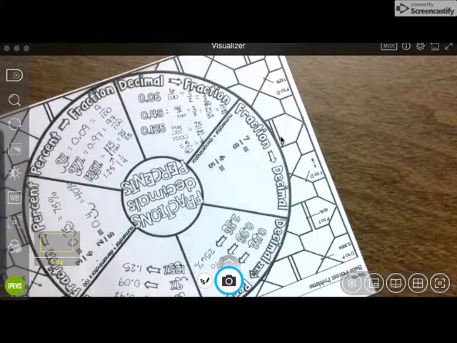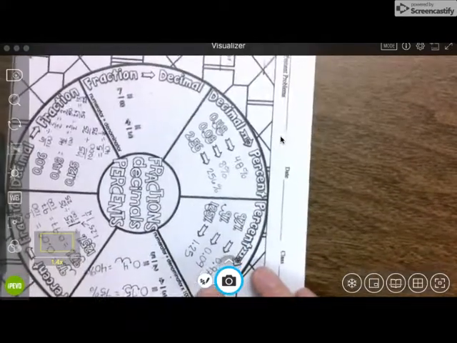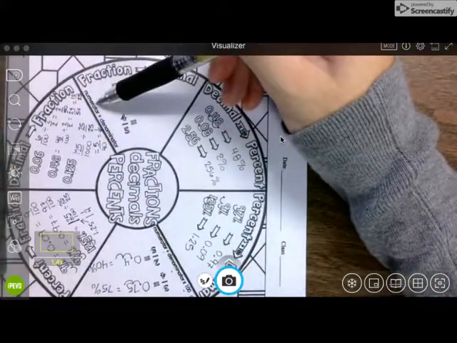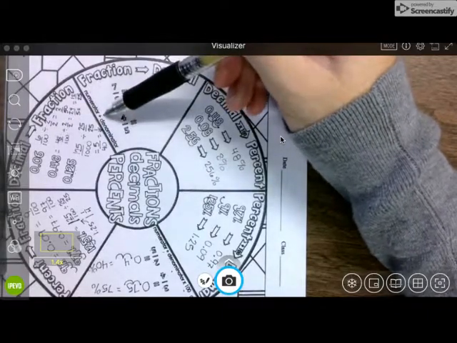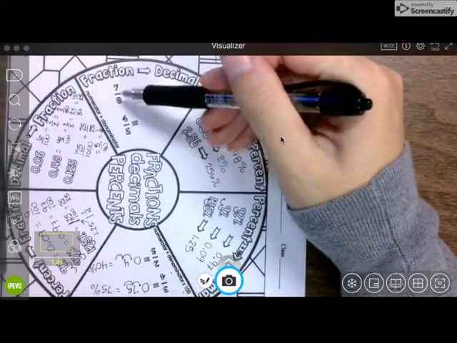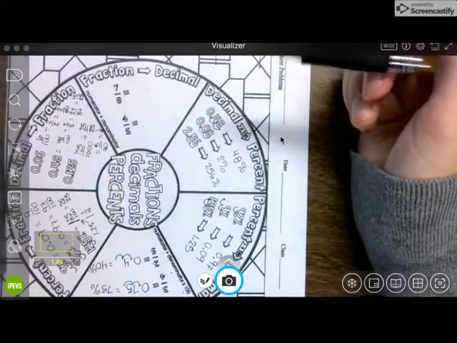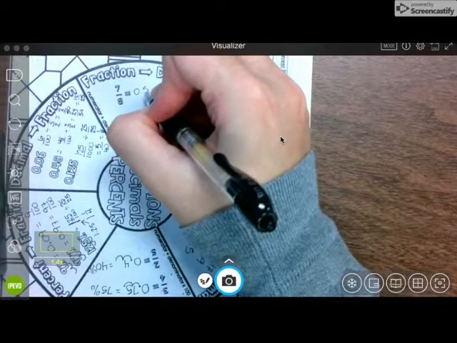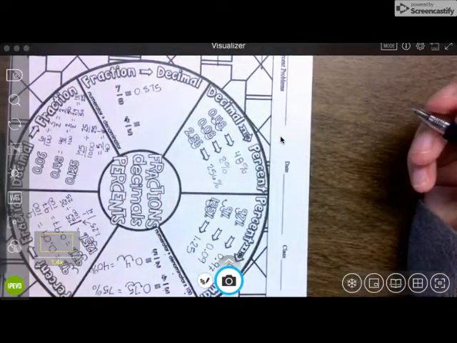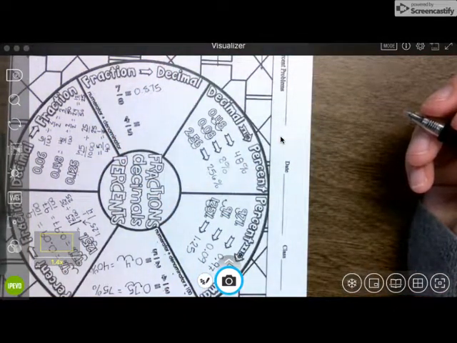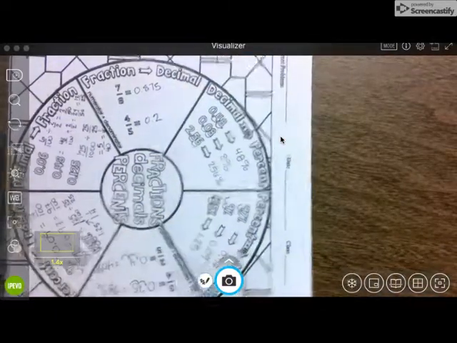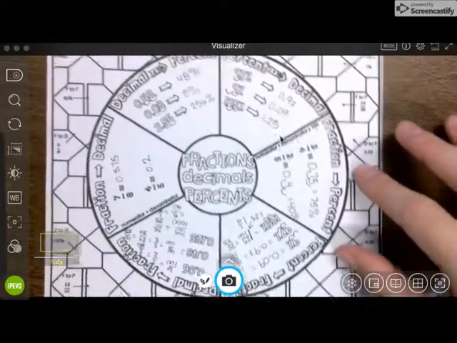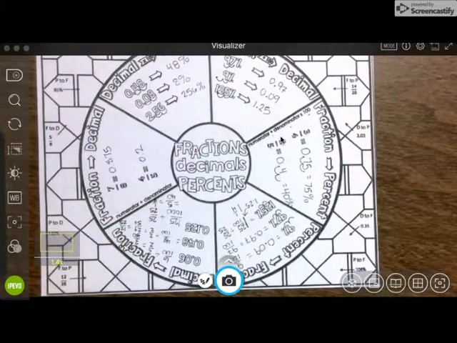Okay, the very last one is fraction to decimal. So it says it, right? Numerator divided by denominator. So do 7 divided by 8, and you get 0 and 875 thousandths. And do 4 divided by 5, and you get 0 and 2 tenths. So that whole entire circle has been filled out.